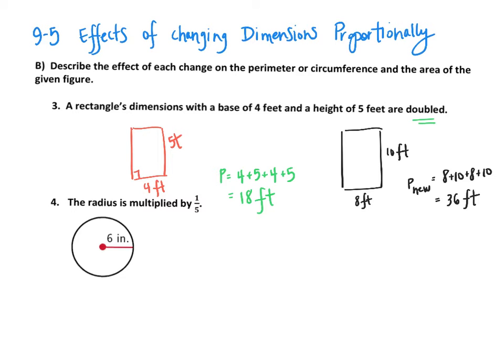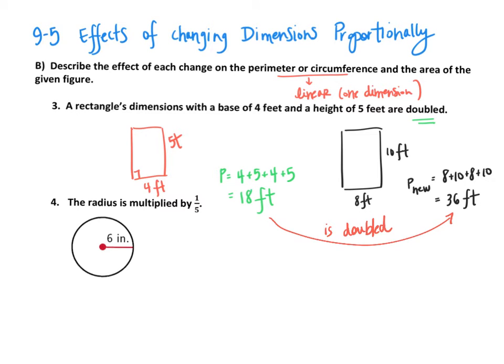Now what I want you to notice is perimeter is linear. So when we talk about perimeter or circumference, you're thinking of a linear measurement or one dimension. So when the dimensions are doubled, notice dimensions are linear, and so it's not a coincidence that the perimeter is also doubled since we're dealing with a linear measurement.